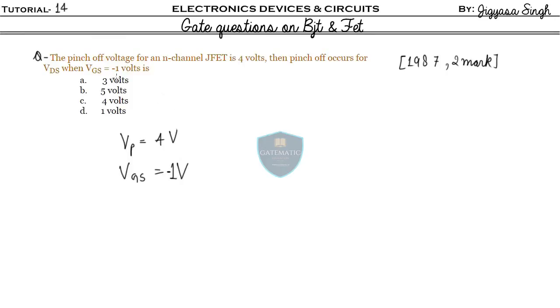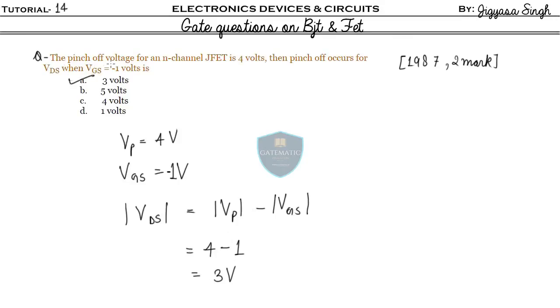I don't know if it's a misprint in my one book, because in my book it is written -1. I don't know if the value is 1 or not. So either way, the formula is, I am writing a mod over here so that the minus sign is absorbed. So this is the formula. So where will the pinch off occur for VDS when VGS is -1? This will be 3 volts.